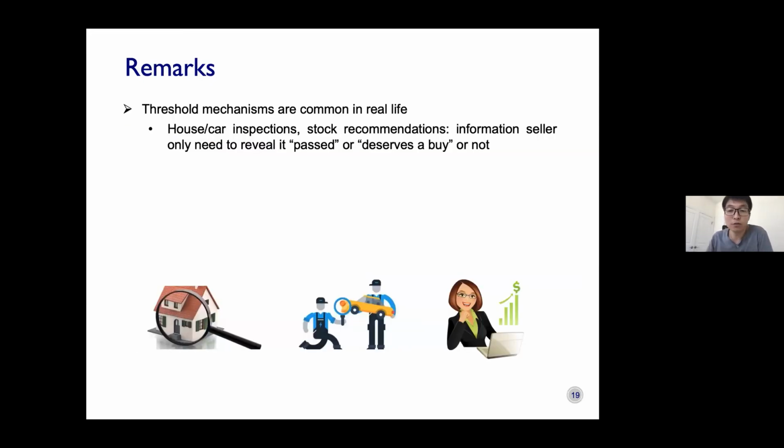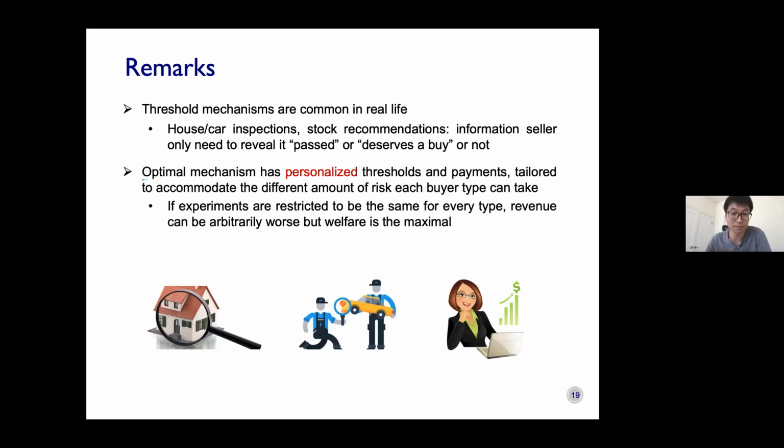Okay, so I want to add a few quick remarks. This kind of threshold mechanism is actually common in real life. For example, if you do car inspection or stock recommendation, the information seller may only need to reveal whether your car passed the exam or not, or tell you whether the purchase is deserved or not. And the optimal mechanism turns out to have personalized thresholds and payments, tailored to accommodate the different amount of risk that every buyer type can take.